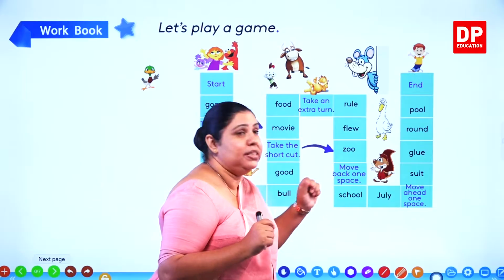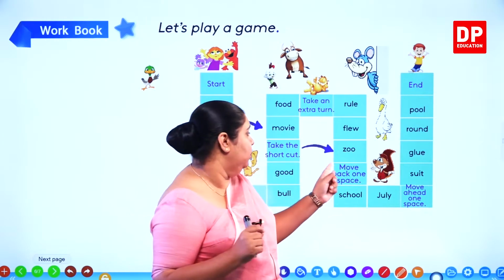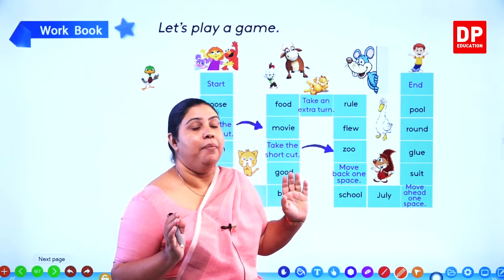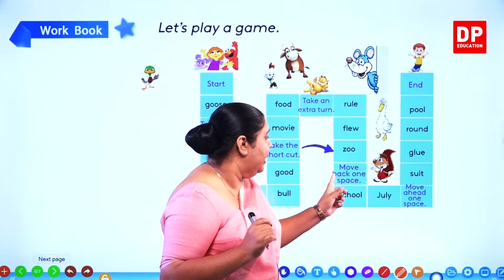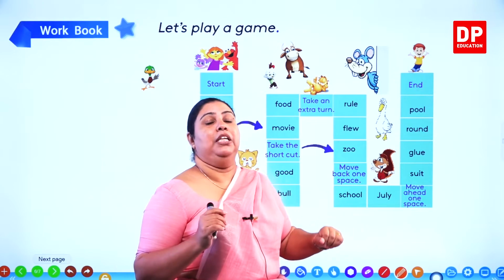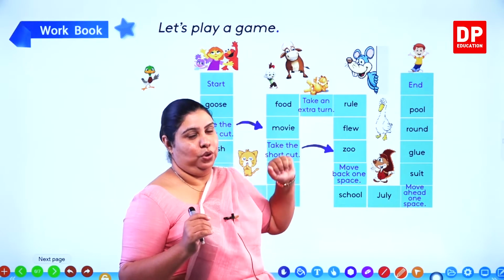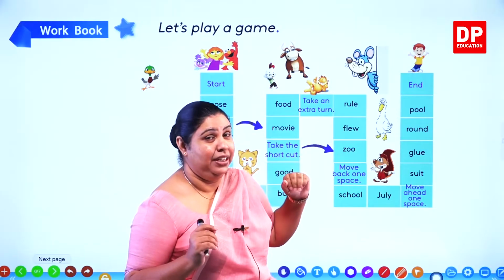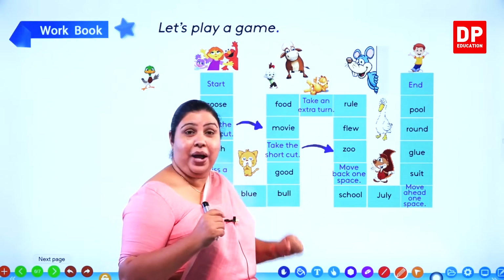Move back one space. Oh, if you come to this box, if you come to this square, what is going to happen? Move back one space. පිටිපස්සට යන්නලු එක කොටුවක්. එක කොටුවක් පස්සට යන්න කියනවා. So we will see. Don't know whether we are going to come to this square now.